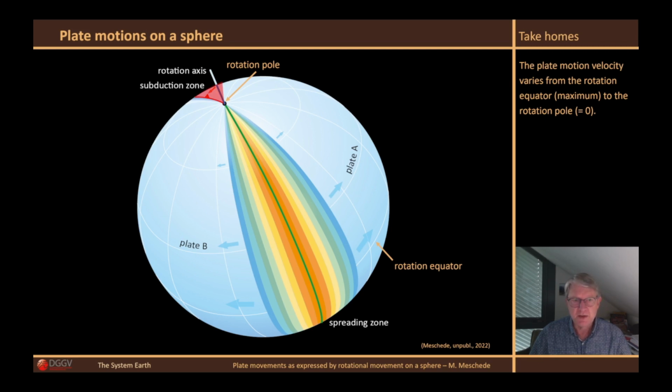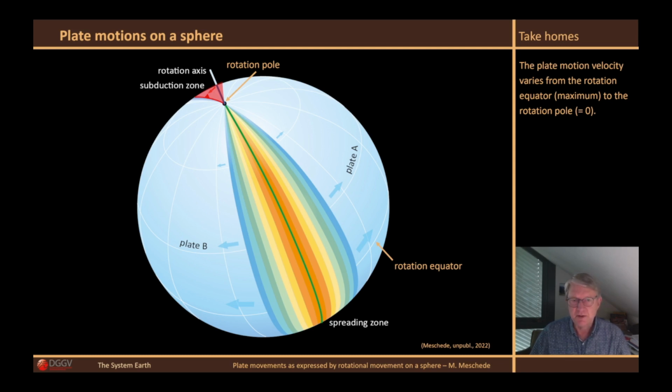If spreading zones open up in one place, there must be a removal somewhere else. That means the formation of a subduction zone. With this, the basic condition that the sphere must always remain completely covered with areas, or in terms of plate tectonics, with lithospheric plates, is fulfilled. And something else is important.